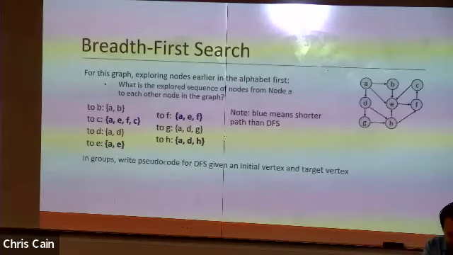So spend a few minutes, write pseudocode for BFS, given an initial vertex and target vertex. At least talk it out or think it out, even if you're not writing something. How would you codify this process?